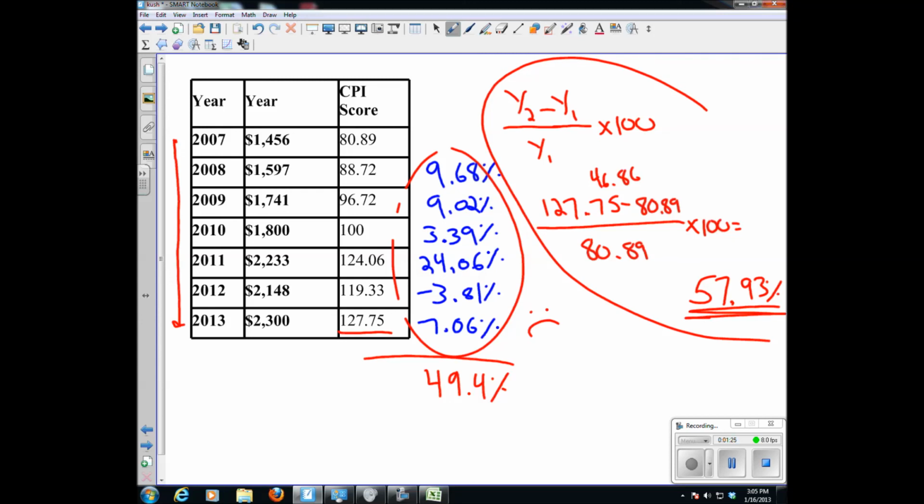Now make sure you've got a good handle on this, that you practice these a lot, because in the next video we're going to move on to translating prices or converting prices from different years to figure out which items were more expensive.